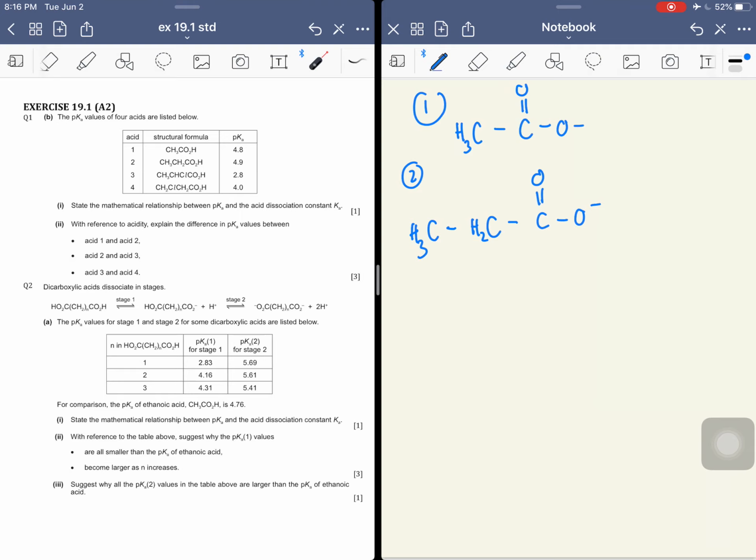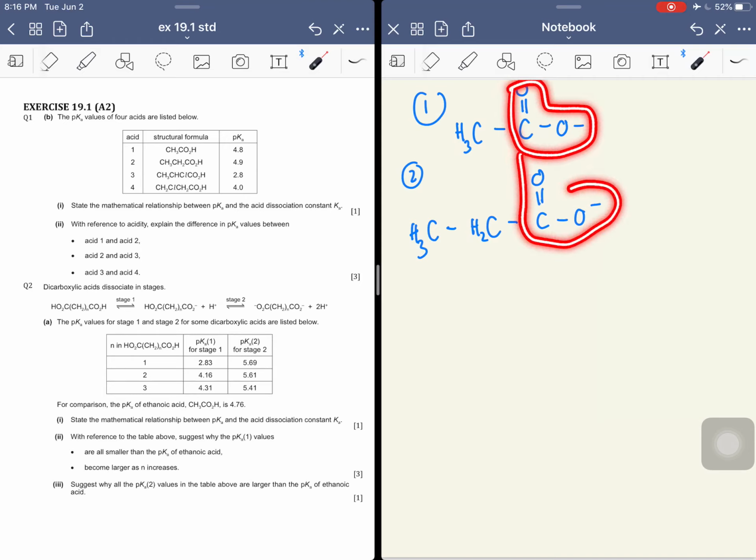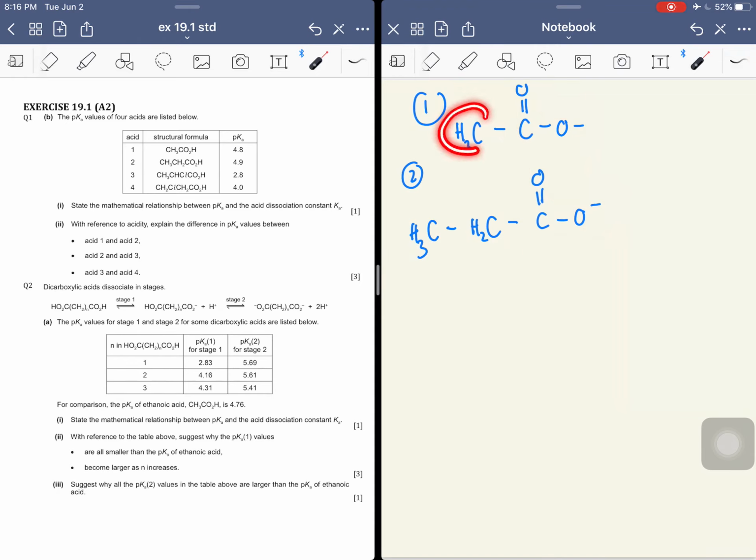Okay, so as you can see, this part of the molecule is the same, where the COO minus is. Right? The only thing that is different between these two molecules is the substituents or the groups on the left side of the molecule. Okay, in which case you have a methyl here and an ethyl here. Okay, one thing that you need to know as well is that alkyl has an electron donating effect.